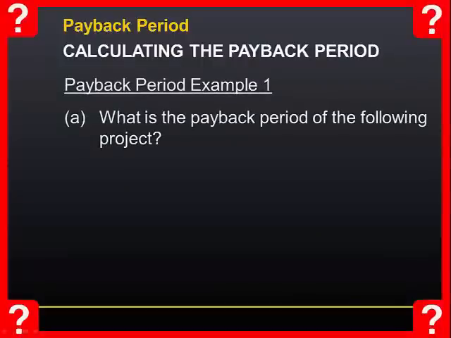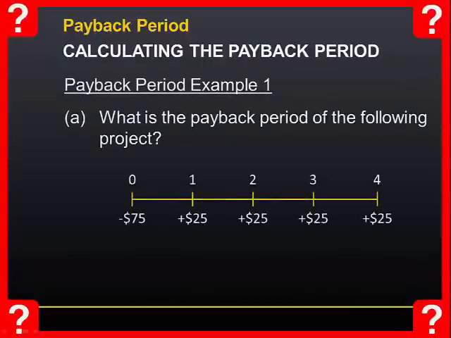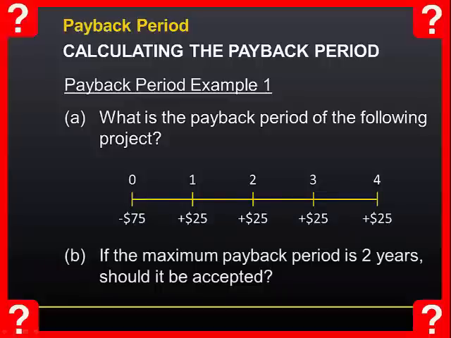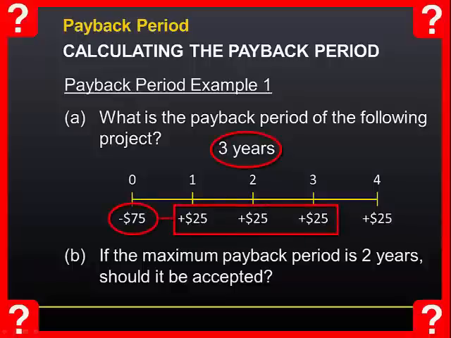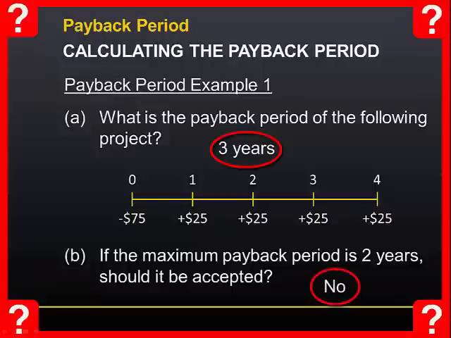What is the payback period of this project? And if the maximum payback period is 2 years, should it be accepted? The answer to the first question is 3 years. It takes 3 payments of $25 to recover the initial outlay of $75. And since this is a longer period of time than the maximum acceptable payback period, the project should be rejected.